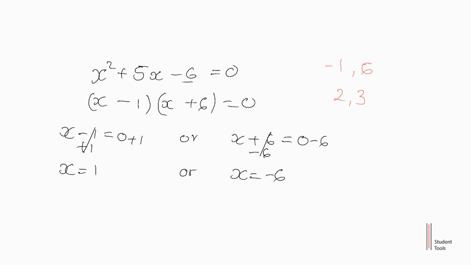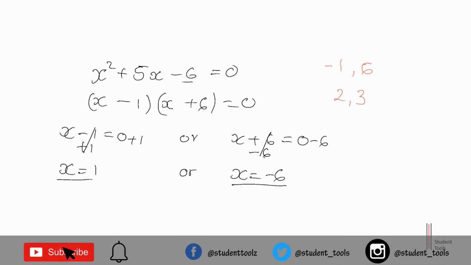And that is how we solve for x on this quadratic equation, by factorizing, of course. So yeah, we have x equal to +1, or x equal to -6. All right, up next we have 1.1.2.